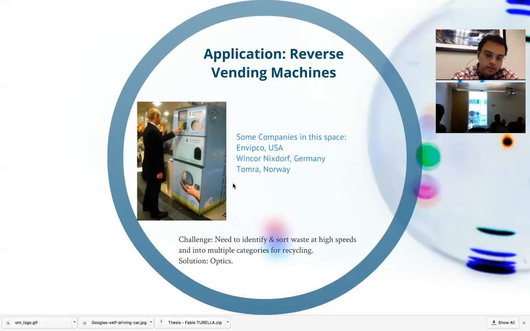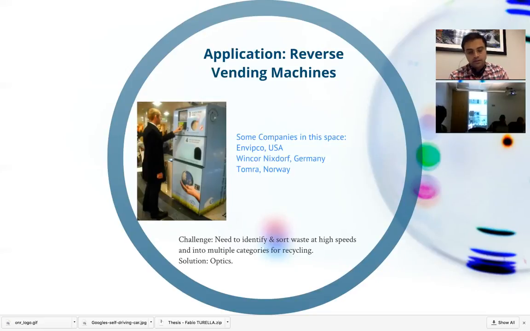Drink containers come in an extremely different variety of colors, shapes, and materials. It can be glass, it can be plastic, various types of plastic. It can be aluminum. There's a huge variety of these. All of these need to be identified and sorted appropriately at extremely high speeds and at high efficiency, in a very, very low cost manner, in order for such an industry to actually succeed.